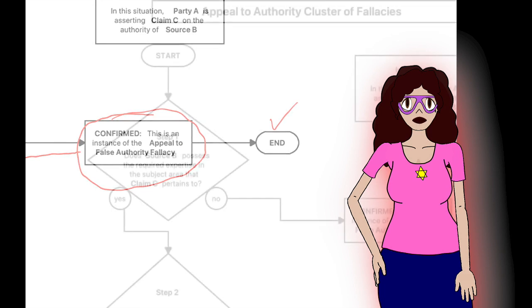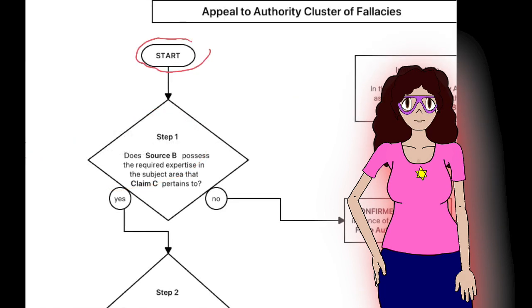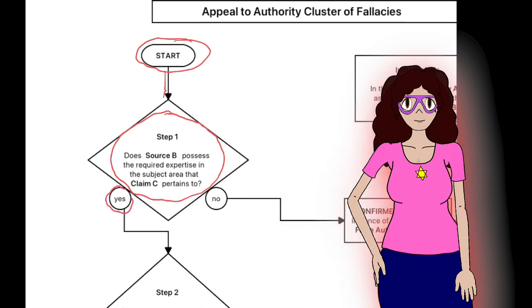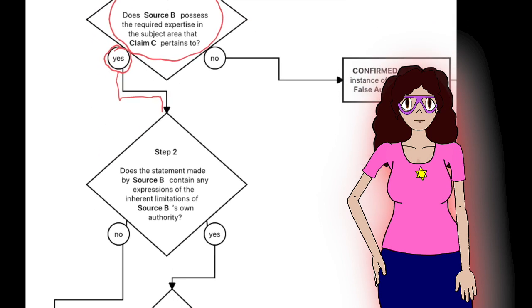So let us go through this algorithm again. Step 1. Does Andrew Wakefield have expertise in the relevant field? Well, he has, or at least at the time had, the credentials of being a medical doctor. So this time the answer to step 1 is yes. So instead of this being the end of the story, we have to move on to step 2. Here we ask ourselves, does Wakefield's statement contain any expressions of the inherent limitations of his own authority?